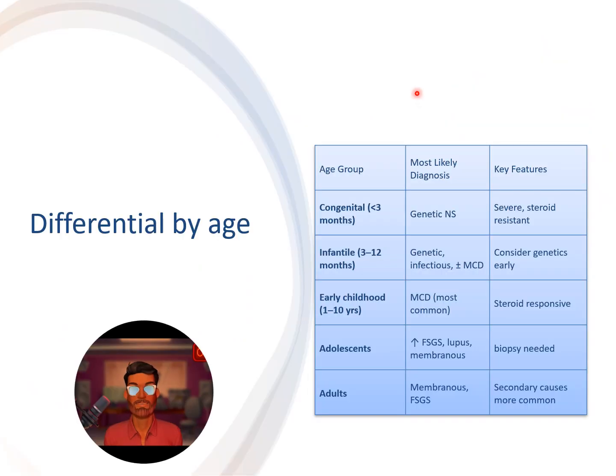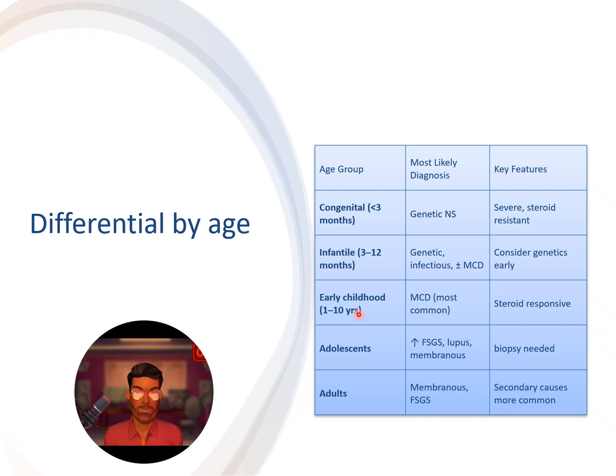As touched on the last slide, when we're looking at the differential, it's very important to look at by age. So in those who are the youngest, congenital nephrotic syndrome, less than 3 months, we think of genetic nephrotic syndrome, like we talked about, NPHS1, NPHS2, etc. Those are severe, tend to be steroid resistant, and there's not much we can do. Infantile, those 3 to 12 months old, we still think of genetic, but we also have to think of other causes, such as infectious causes, TORCH infections, as well as minimal change disease. So we would consider genetics early.